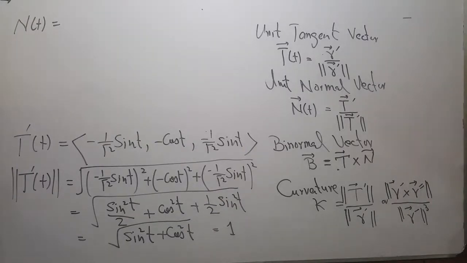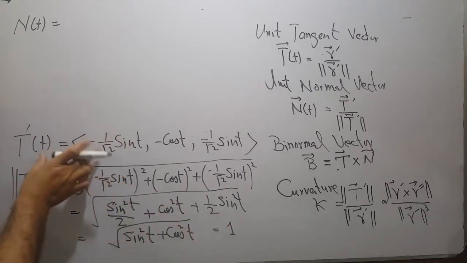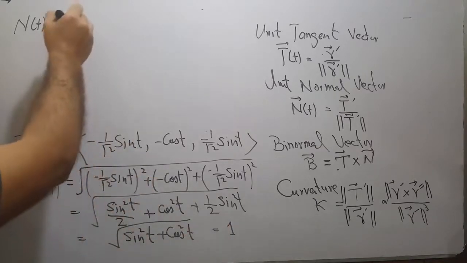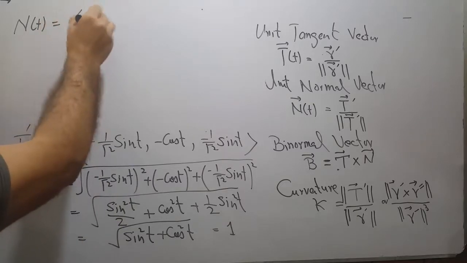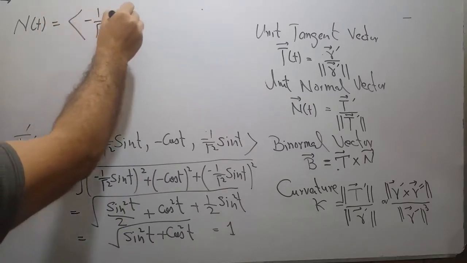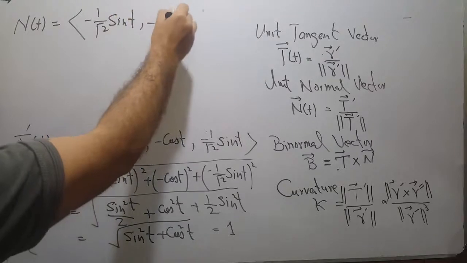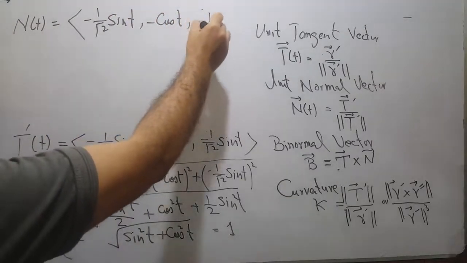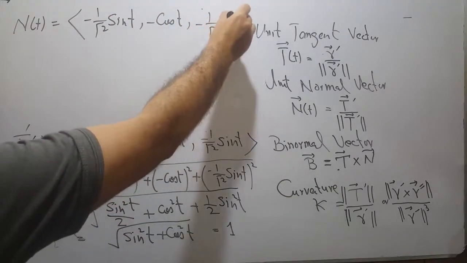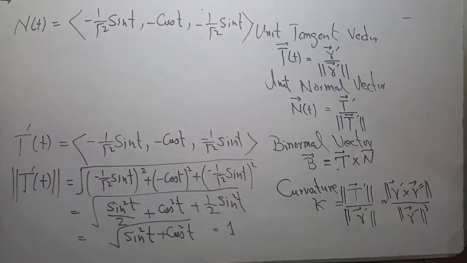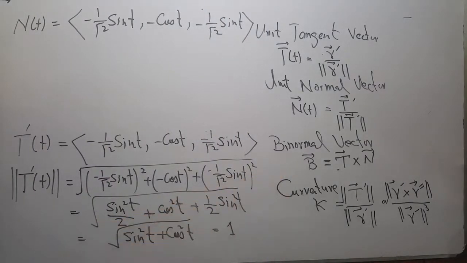So you can simply now put the value of t prime and its magnitude. The magnitude is 1, so dividing anything by 1 gives the exact same value. So this would give us minus 1 over 2 sine t minus cos t, and minus 1 over square root 2 sine t.